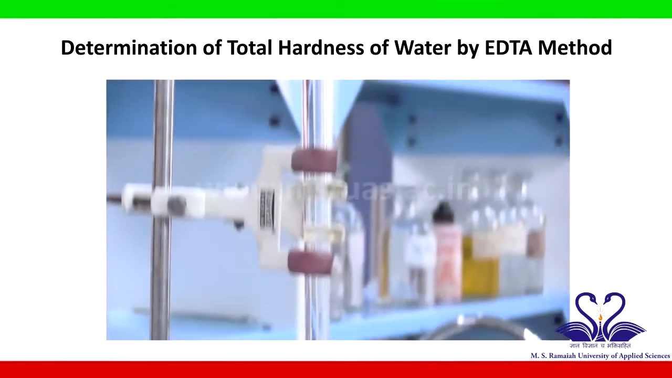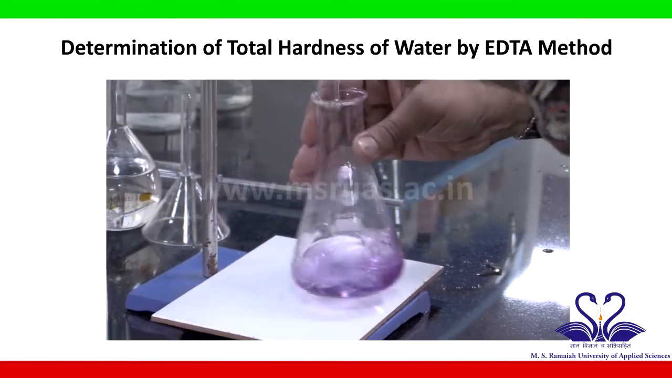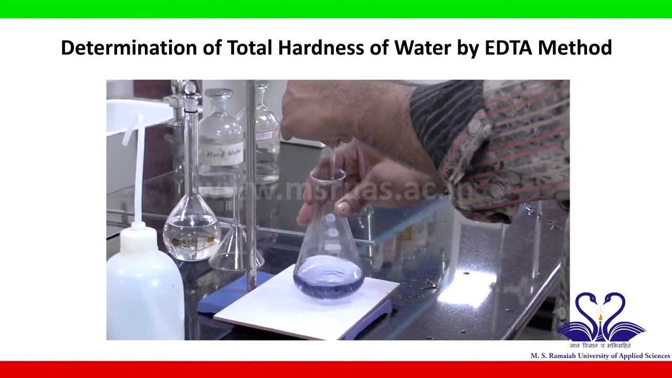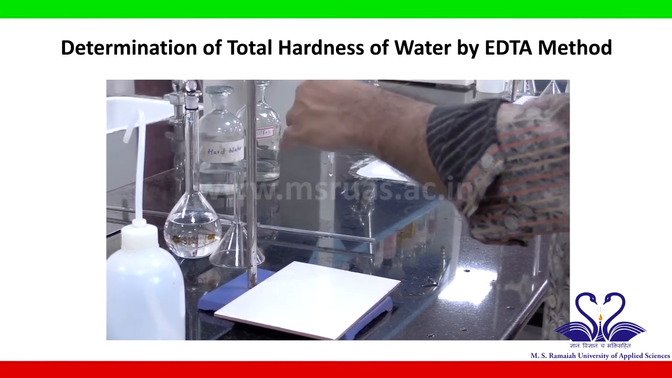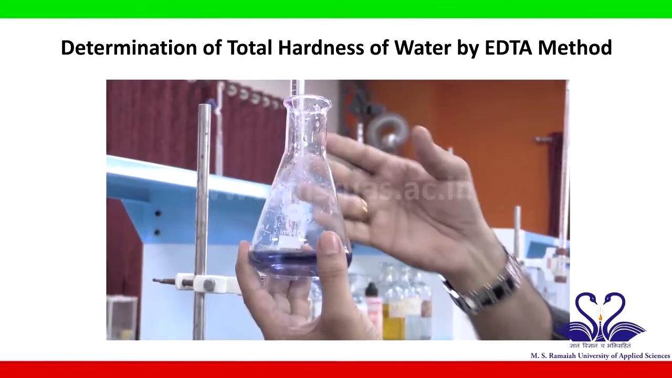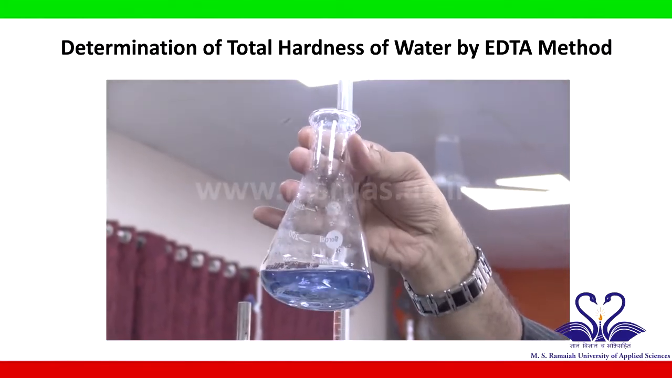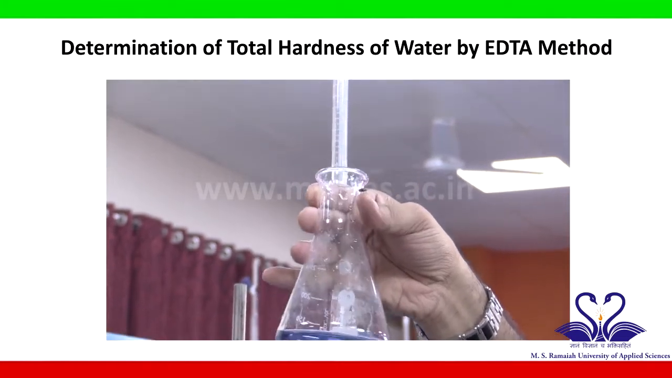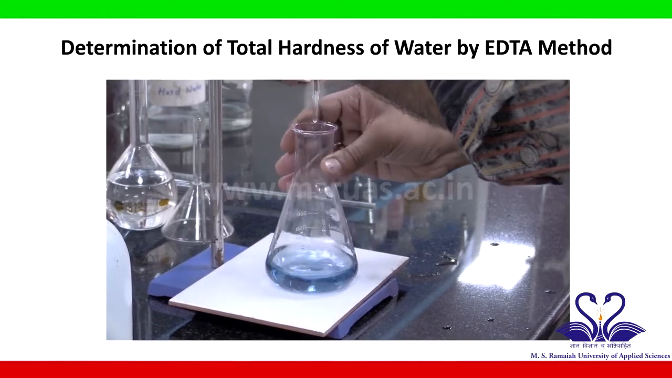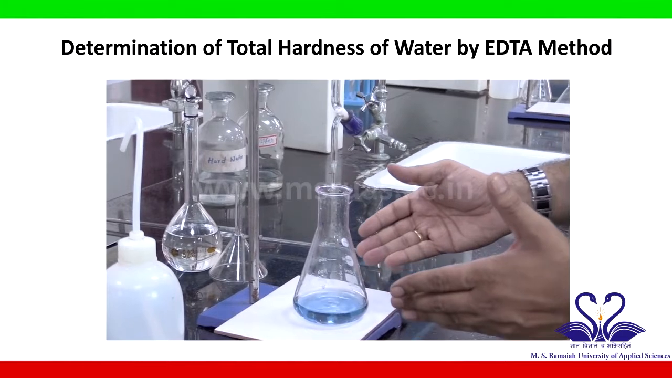Now you can see the blue color coming at the center, so you can swirl it fast. Oh yes, now I am able to get the blue color. Immediately you have to see that it changes from wine red to blue. This is the end point. After this point, if you add more, the color will not change. So you have to stop exactly when it becomes blue from wine red. That is the end point.